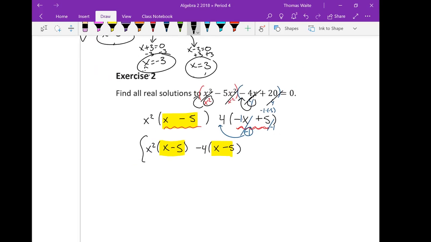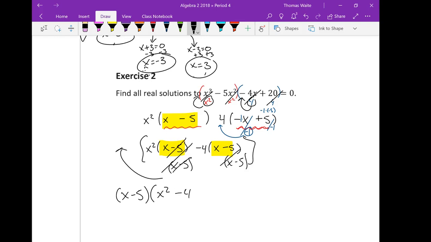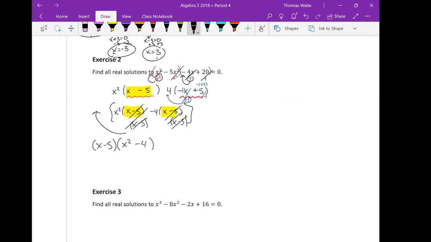Again, I'm going to make this bigger group. I noticed that there's a common factor of x minus 5. I'm going to get rid of that x minus 5 and pull it out front. So it's going to be x minus 5 times x squared, which was left over from the first one, and negative 4, which is left over from the second one. All right, well, that looks a lot better.